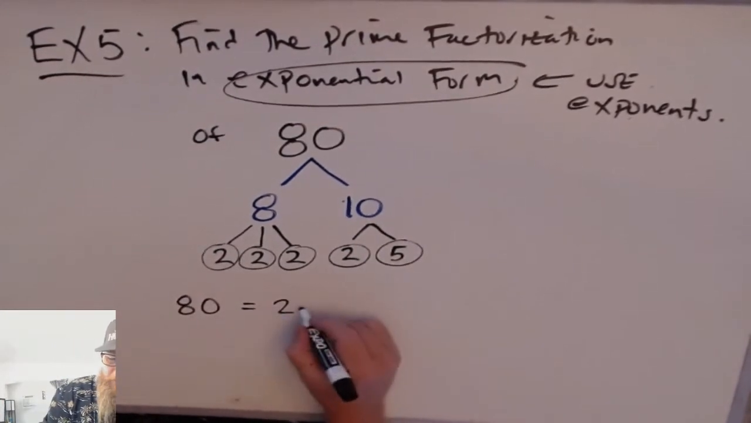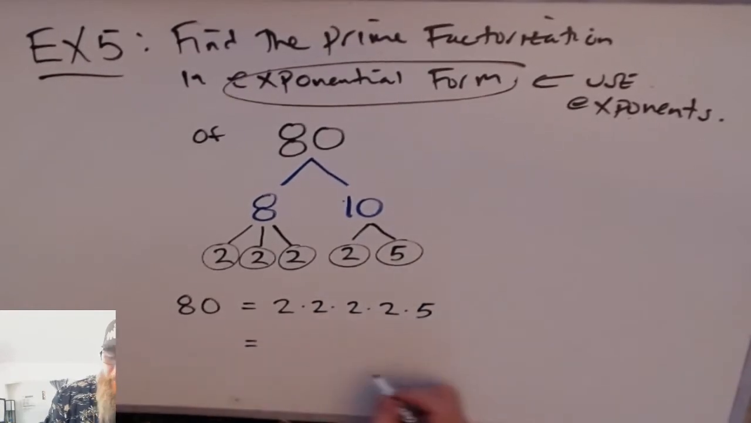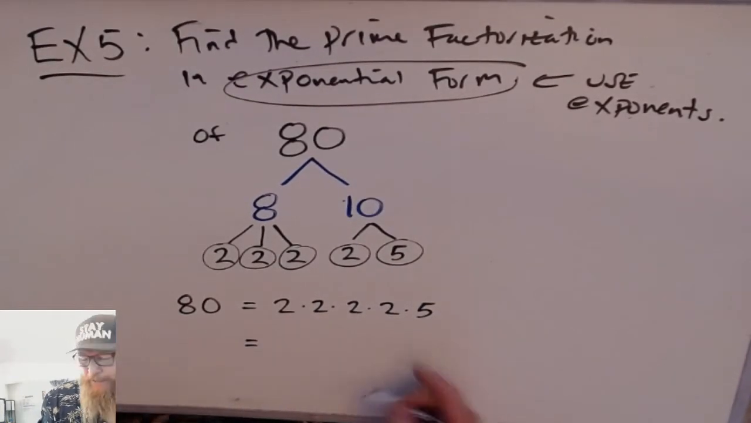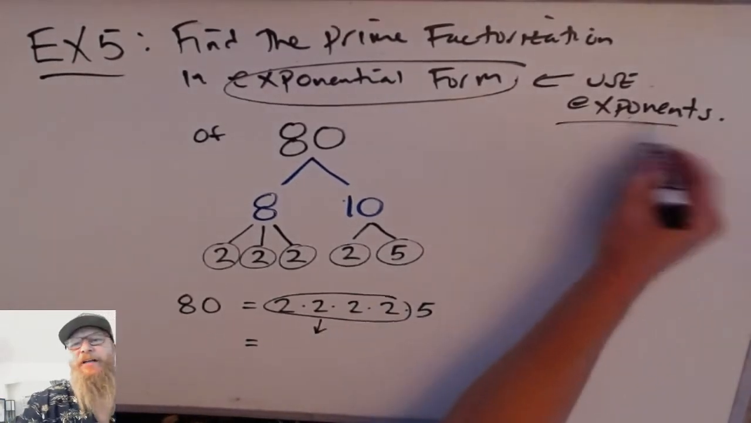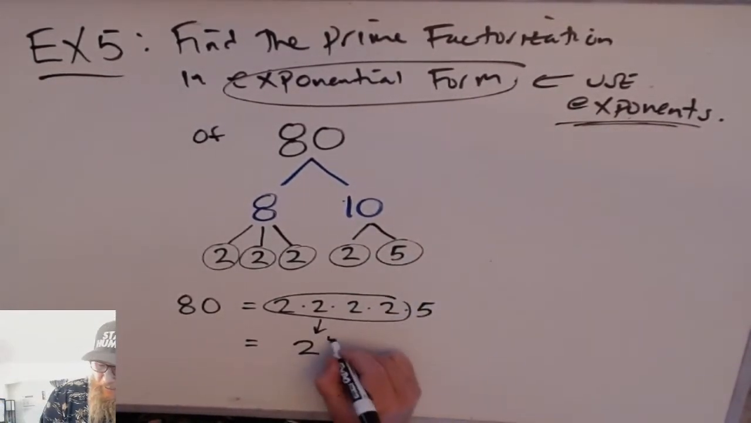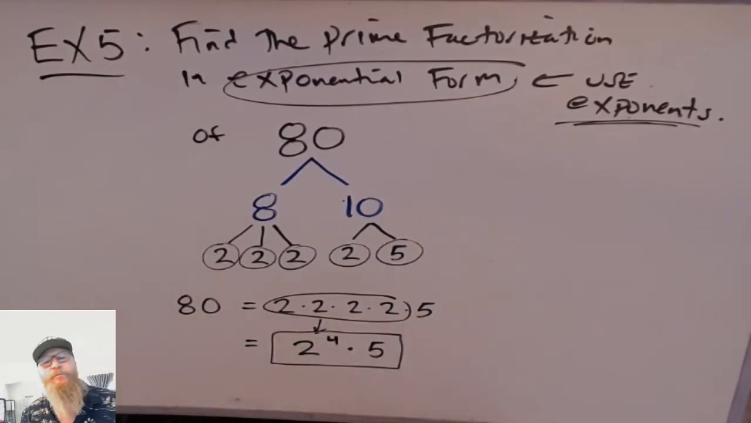80 is 2 times 2 times 2 times 2 times 5. Yeah, and then that's 4 2s. So we're using exponents, 2 to the 4th power, and then times 5. And that would be your answer. The ladder method is a pain in the butt for this one.